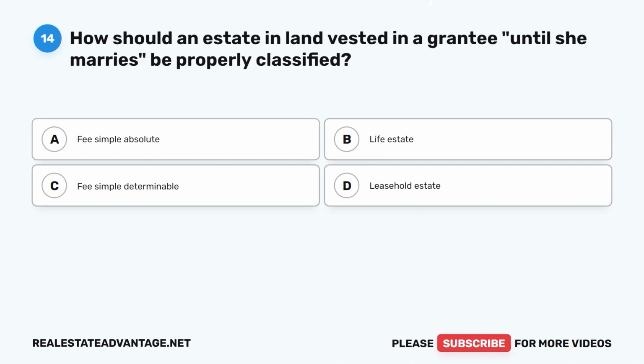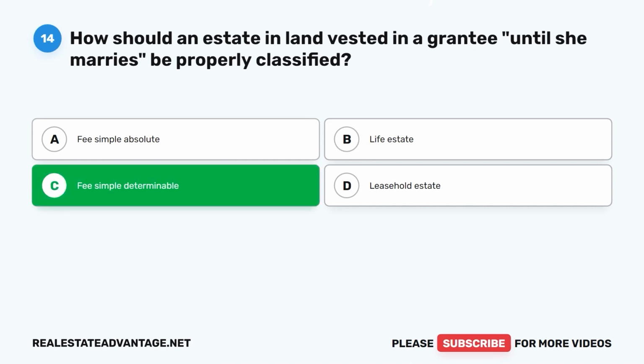Question 14. How should an estate in land vested in a grantee until she marries be properly classified? A. Fee simple absolute. B. Life estate. C. Fee simple determinable. D. Leasehold estate. The correct answer is C.